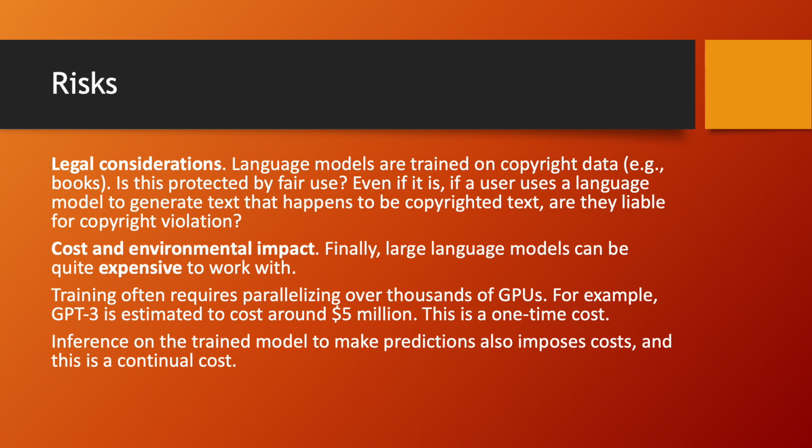Cost and environmental impact. Finally, large language models can be quite expensive to work with. Training often requires parallelizing over thousands of GPUs. For example, GPT-3 is estimated to cost around 5 million dollars, and this is a one-time cost. Inference on a trained model to make predictions also imposes costs, and this is a continual cost.